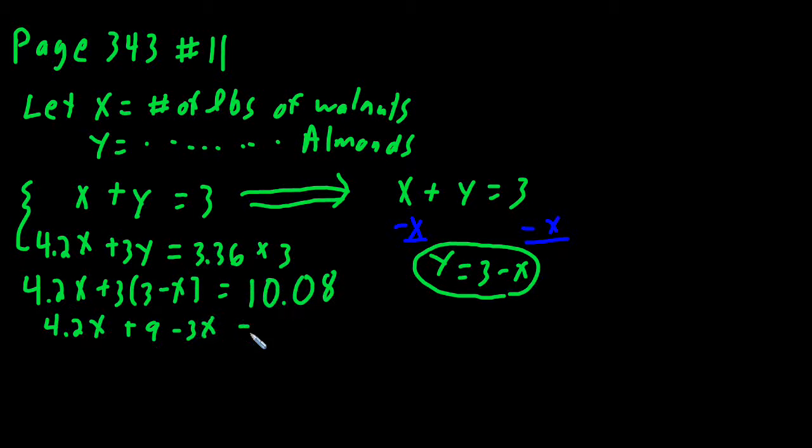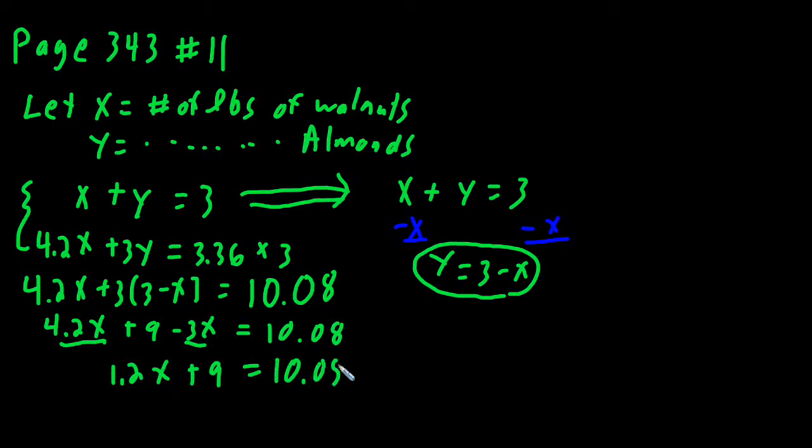Subtract 9 from each side. Get the decimals lined up there. So that'd leave me with 1.2x. Let's see, 10.08 minus 9 would be 1.08, divided by 1.2. So it looks like it's going to be less than a pound of these.